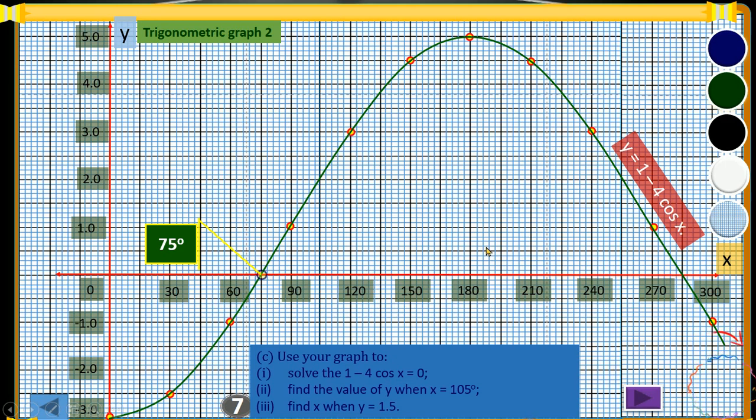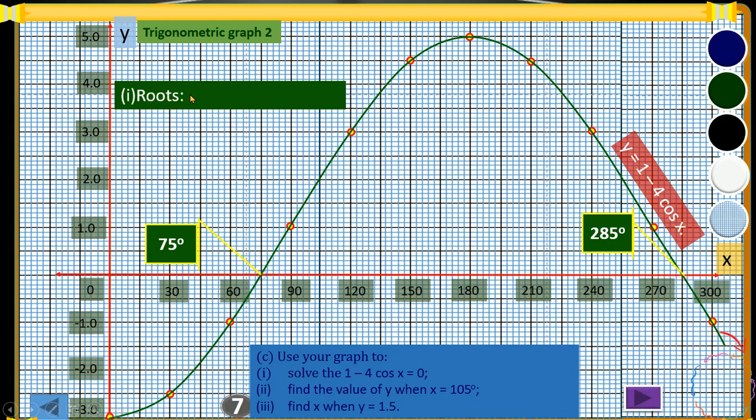Then we're now going to look at this. The green curve also crosses the x-axis at this point. So now that's the point that's being highlighted. Looking at that, that's also halfway between 270 and 300. That's 15. Add 15 to 270. That will give us 285 degrees. So that's the root of the equation, the value of x when y is 0. So the roots are x is equal to 75 degrees and x is equal to 285 degrees.